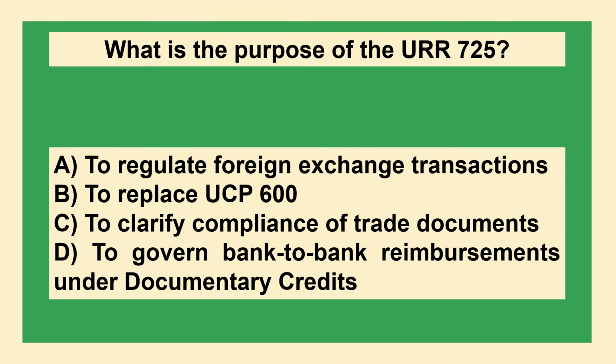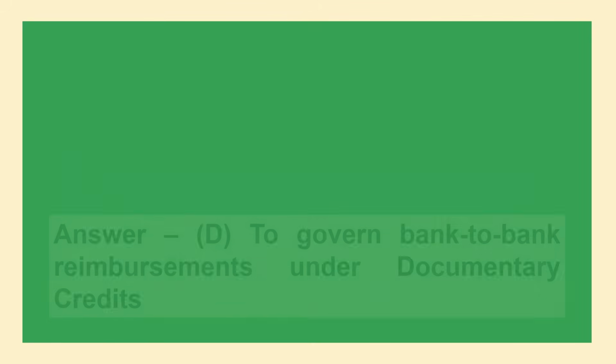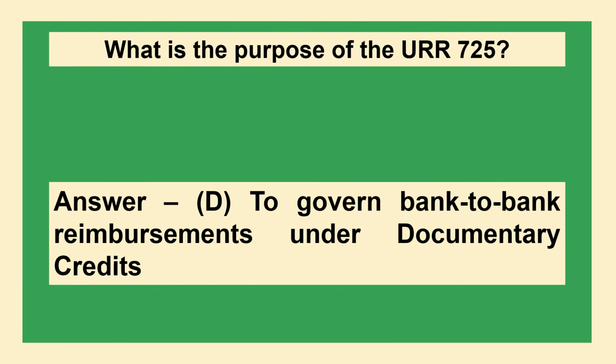Question, what is the purpose of the URR 725? Option A, to regulate foreign exchange transactions. Option B, to replace UCP 600. Option C, to clarify compliance of trade documents. Option D, to govern bank-to-bank reimbursements under documentary credits. Answer, option D, to govern bank-to-bank reimbursements under documentary credits.